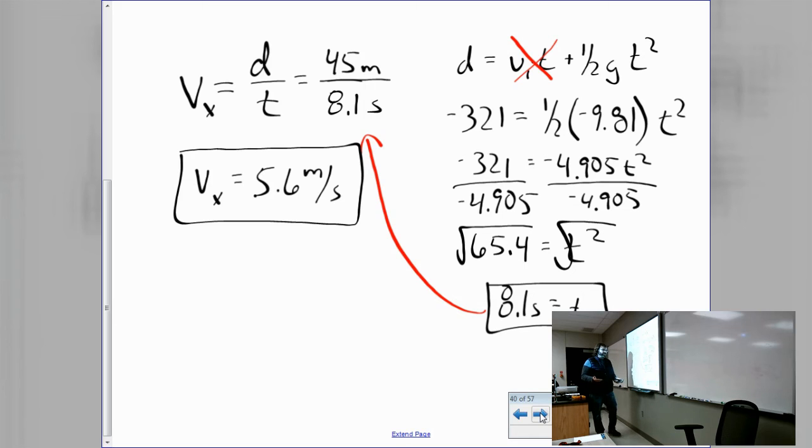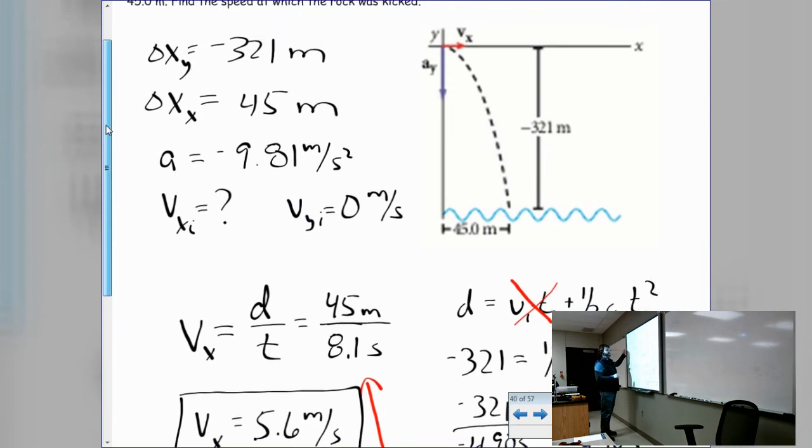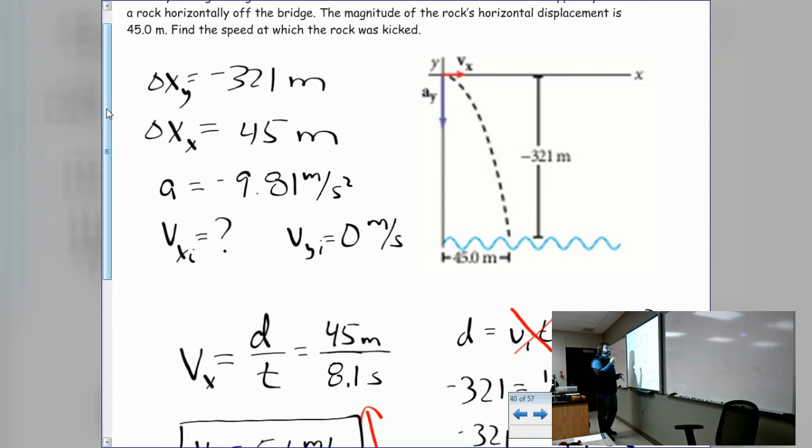Hopefully you can see that we can solve these problems separately. They are intertwined, but they can be solved differently based on the vertical component and the horizontal component. We used the vertical component's information to solve for time, and then we used that in the horizontal component to solve for the velocity it was going in the horizontal. Just different ways of solving problems depending on what they give you. So hopefully this makes a little bit more sense as to what horizontally launched projectile motion is like, and thank you for watching.